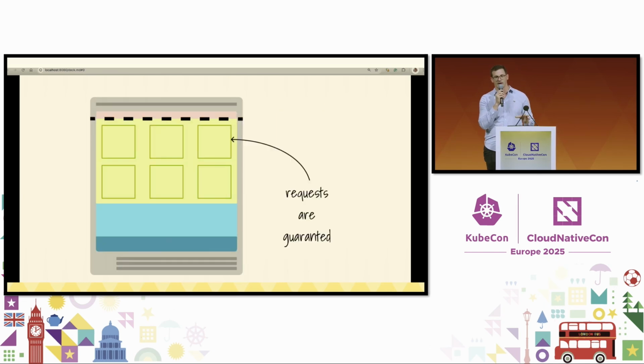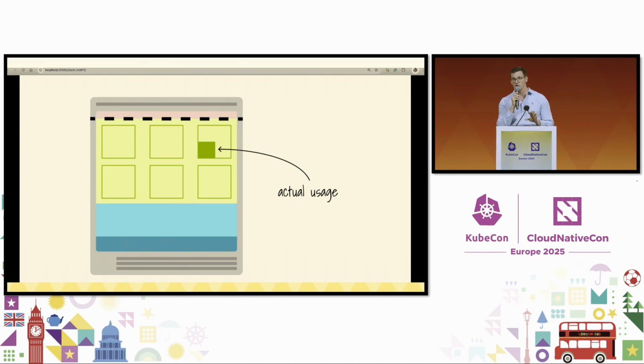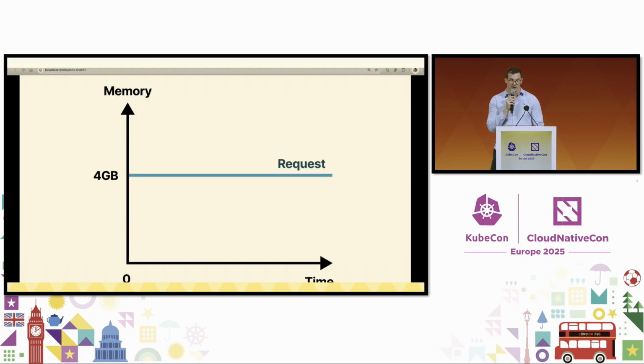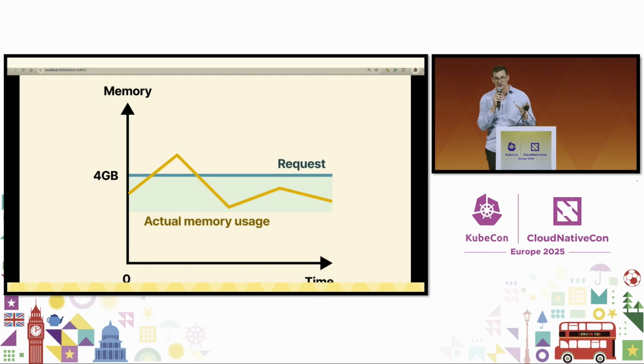So here we have a couple of scenarios. You can define the request, and the requests are always guaranteed. So if you say 200 millicores, then those cores are gone. But if the application uses a fraction of that, then the rest is underutilized. No one can take it away from you. So if you were to chart this, you will see that you're basically wasting all of the resources that you requested, but you're not using.